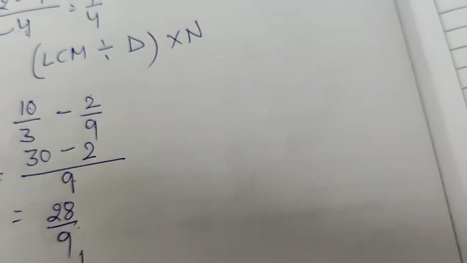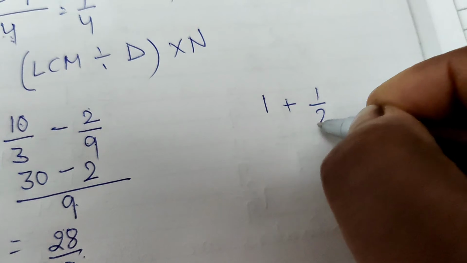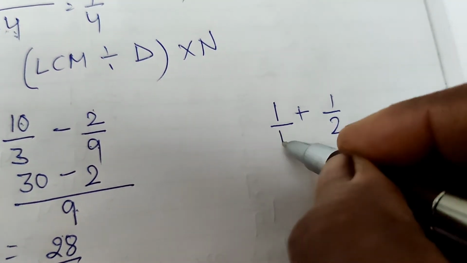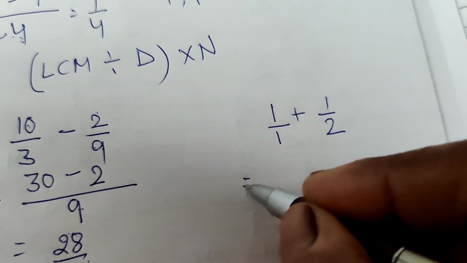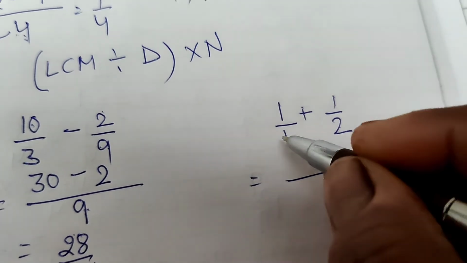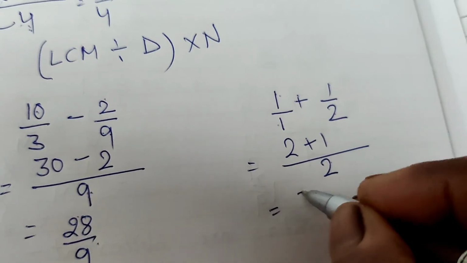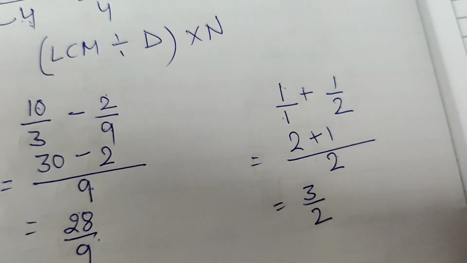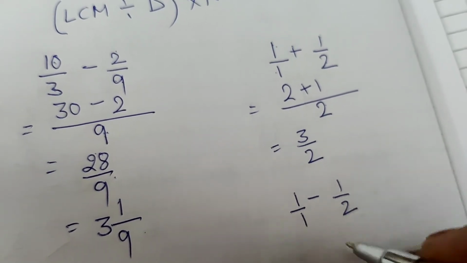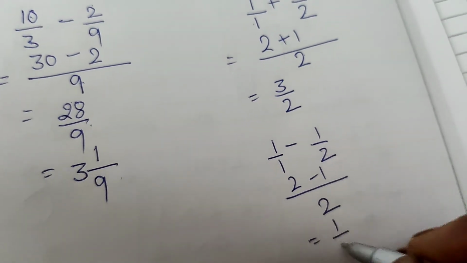Another type of fraction, if you want to add and subtract, like this: 1 plus 1 by 2. How will you add? Just simply write 1 in the denominator, and the process remains the same. LCM of 1 and 2 is 2. 1 twos are 2, 2 ones are 2. Plus 1. You will get 3 by 2. Same for subtraction, 1 minus 1 by 2. Same process, 2 minus 1, 1 by 2.